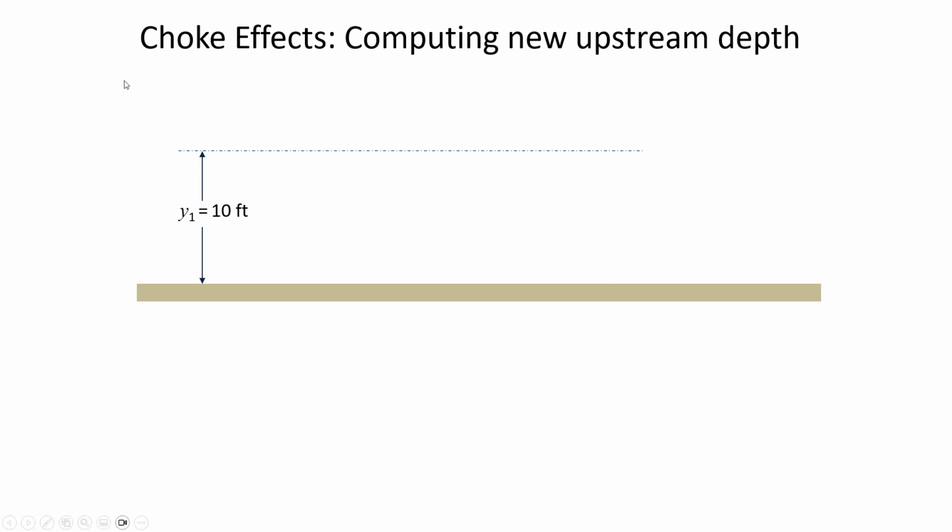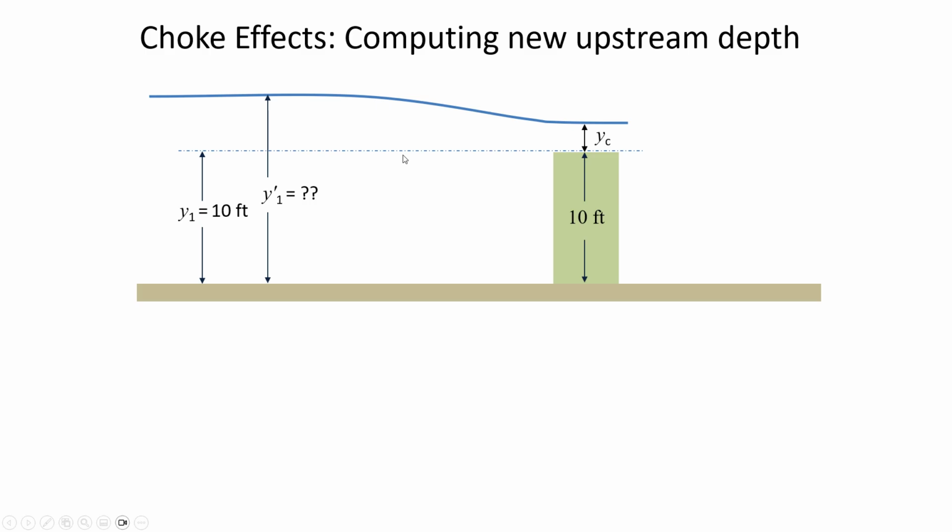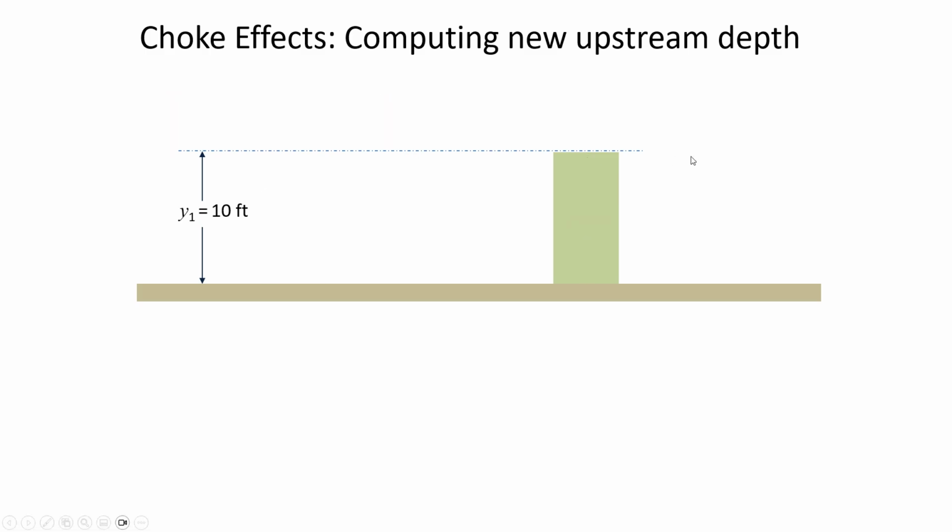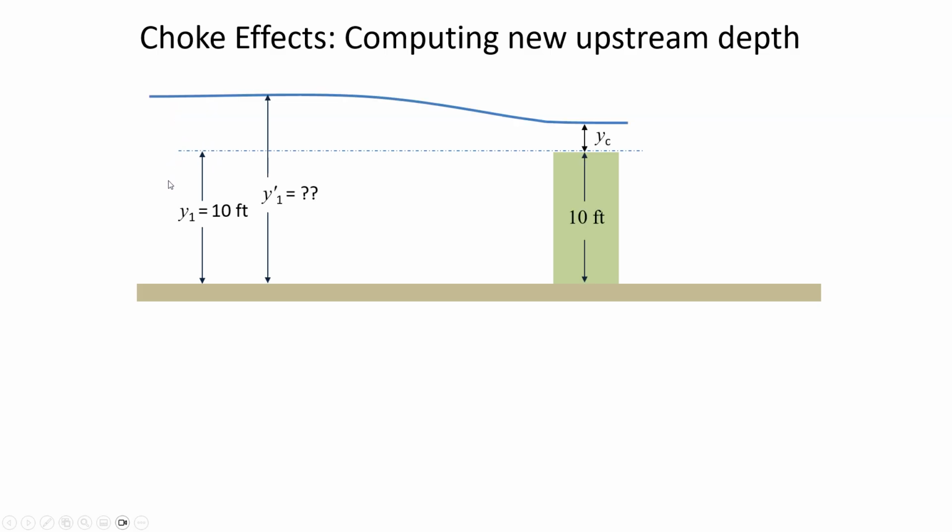So let's look at kind of an extreme example. Let's say water's flowing along at 10 feet, and suddenly we drop in an obstruction that itself is 10 feet deep, 10 feet high. So obviously, if you put a 10-foot obstruction into a channel where water's flowing 10 feet deep, there's no way it's going to be able to flow over that obstruction without pooling. It simply can't. So it's going to have to get deeper. So here's the initial depth, y1. Y prime 1 is the new depth after choking occurs.